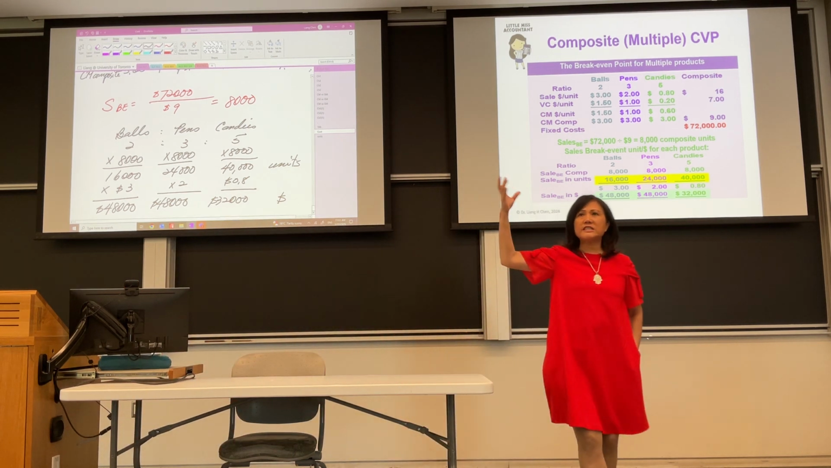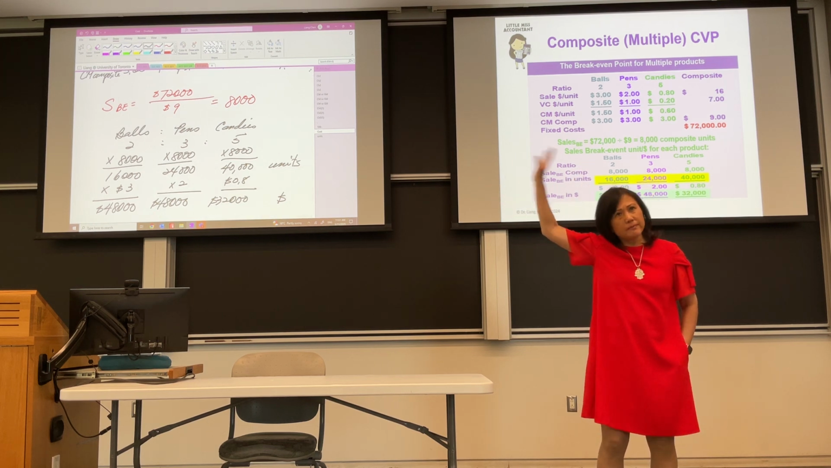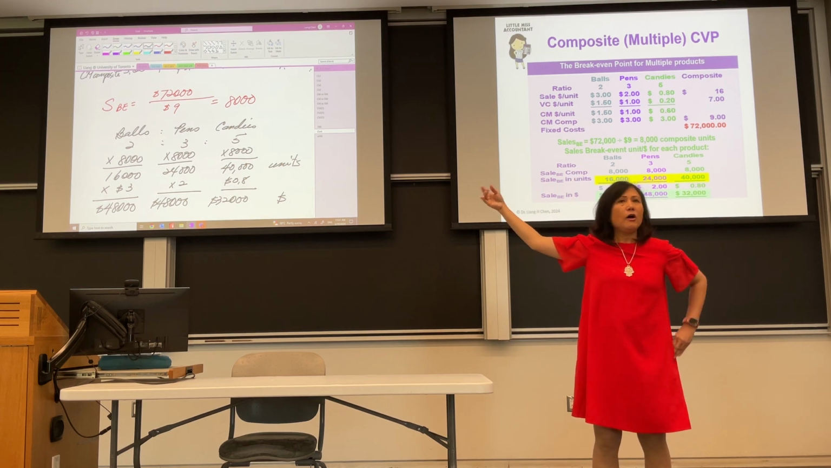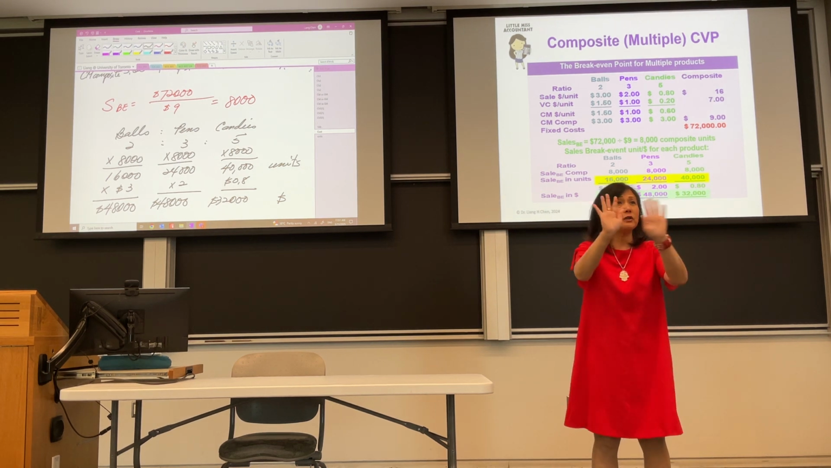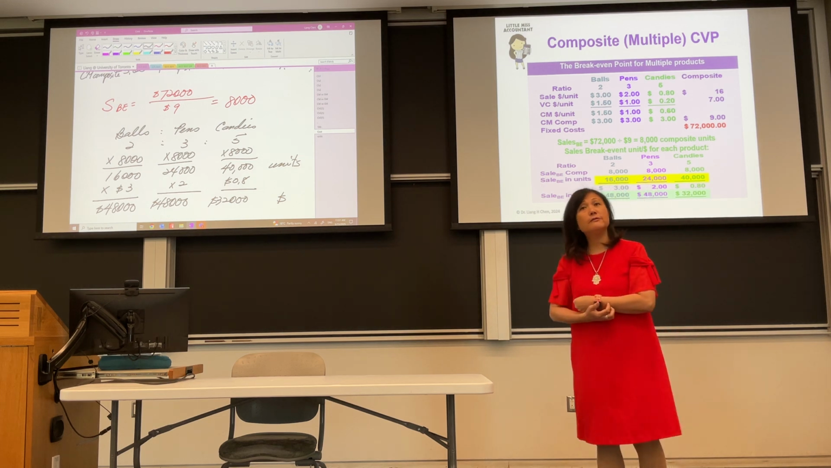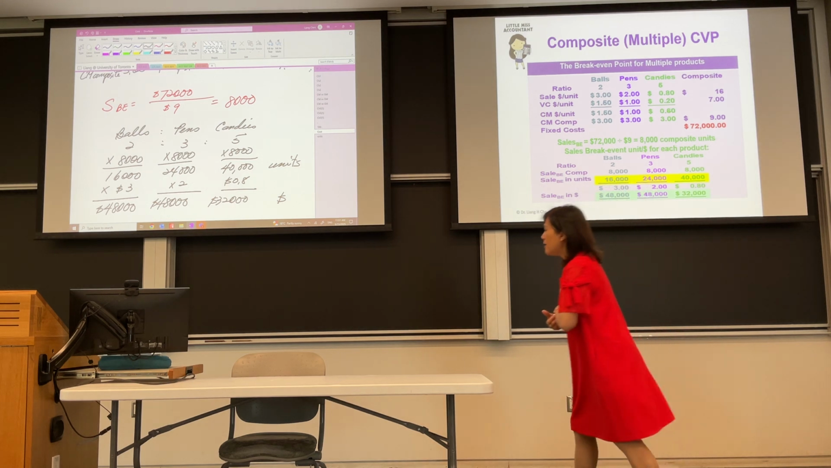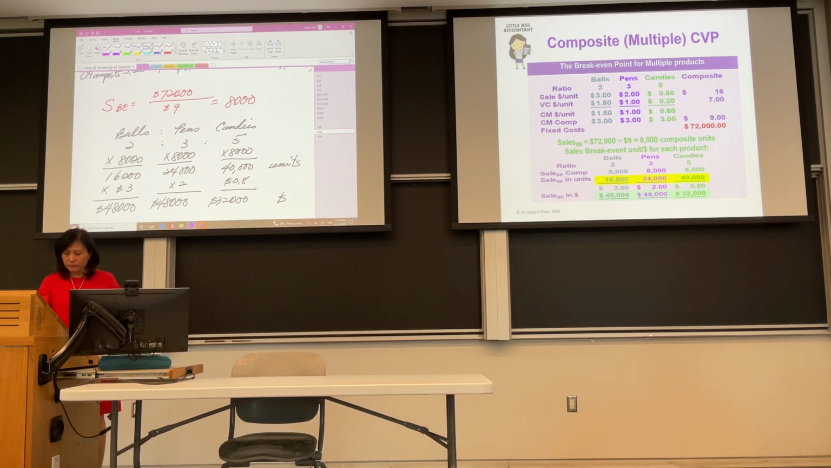So we can use CVP for one single product. This is what I just did before. It can also be applied to multiple products with a certain ratio, and how we calculate it is the same, not difficult. Okay? All right, so now we're done with chapter 3.